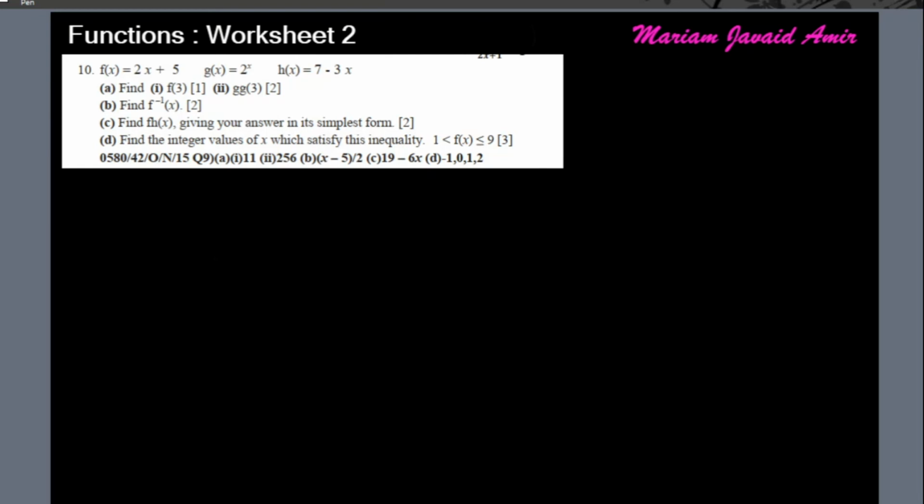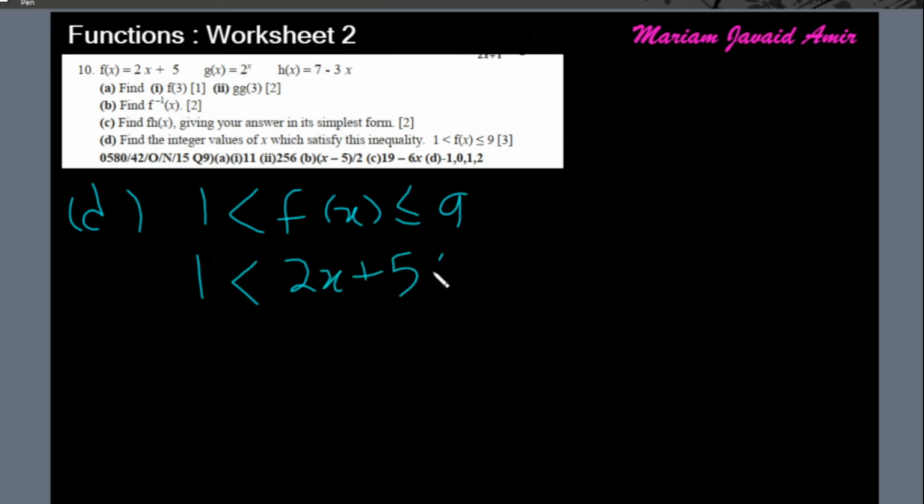Part D, find the integer values of x which satisfy this: 1 less than or equal to f(x) less than or equal to 9. So f(x) was 2x plus 5, and we have 1 less than or equal to 2x plus 5 less than or equal to 9. We have to solve this and give integer values of x. Break the inequality.